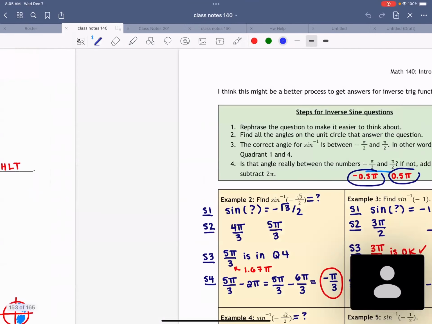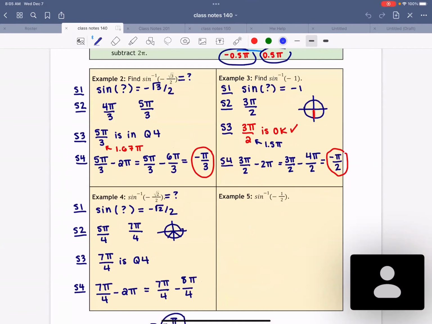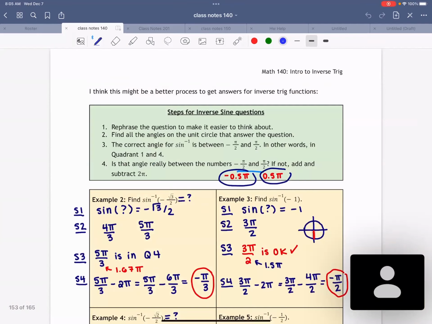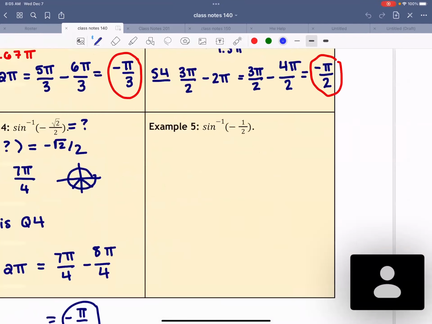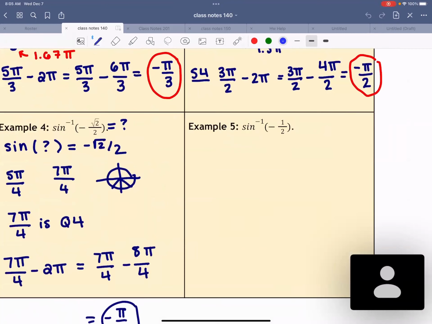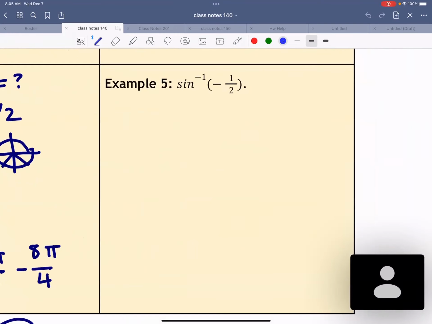Okay, now we actually haven't finished all these inverse sine problems here. So I think what I'm going to do in the very beginning is go through another inverse sine problem with you, just so we get the hang of what inverse sine questions are supposed to look like. And then we can move on to the tangent ones. Okay, so in example 5, we wanted to find the inverse sine of -1/2, right?